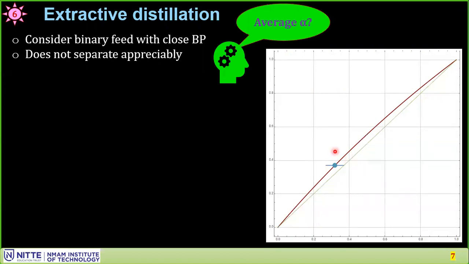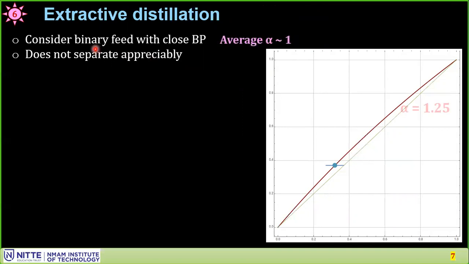Alright, you would have observed that the average alpha is almost near 1. For binary feeds having close boiling points, the average value of alpha is equal to 1. If you try to evaporate the liquid, it will issue a vapor. The vapor composition and the liquid composition at these points will be almost the same. Separation becomes difficult. Alpha is a factor of separation. The higher the alpha, the better the separation. So you can say that it does not separate appreciably.